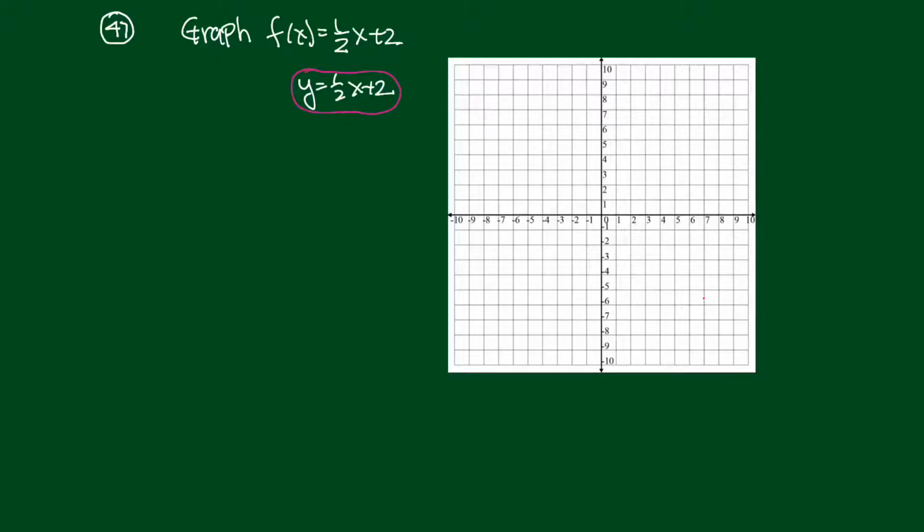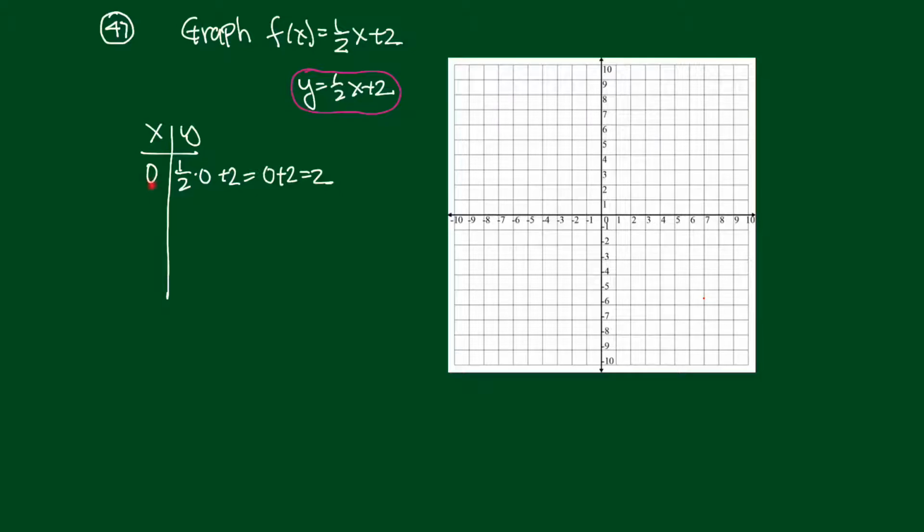Let's use the new notation. So we'll build a table. We'll get x and y. Now choose x to be 0, say, easy to work with. We'll put 0 back in here for x, and we will get 1/2 of 0 plus 2. Half of 0 is 0, plus 2, so we're at 2.